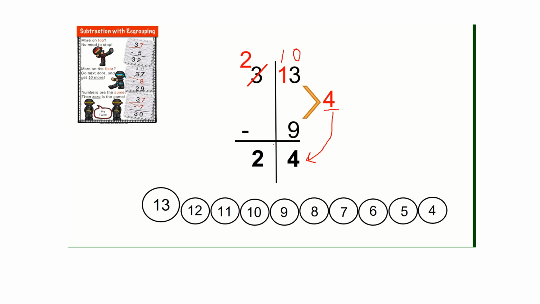For this problem, we definitely needed to regroup because we saw that 3 minus 9 did not make any sense. There was more on the floor, so we had to go next door and get 10 more. Let's take a look at our next problem now.